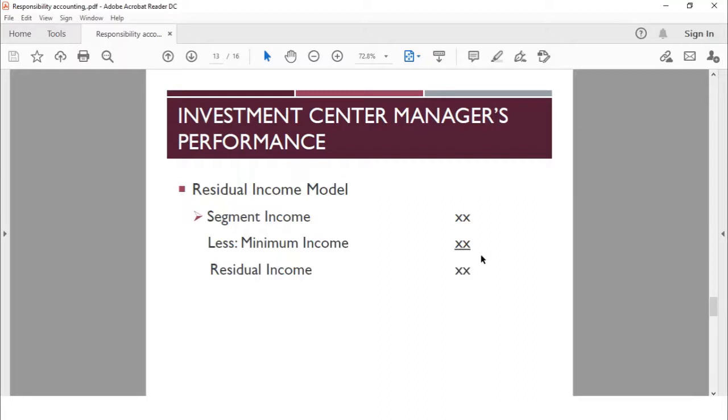So the segment income here is expressed before tax. So again, yung segment income is expressed before tax, or so you can also refer to it as your EBIT, or earnings before interest and tax. Now, in here, the minimum income is sometimes labeled as imputed income, implied income, implicit income, or desired income. So, the investment base used in computing the minimum income is to be agreed upon by the corporate head and the investment center na manager.